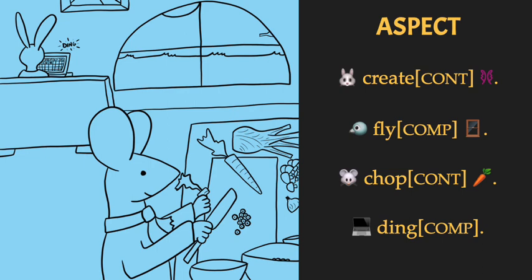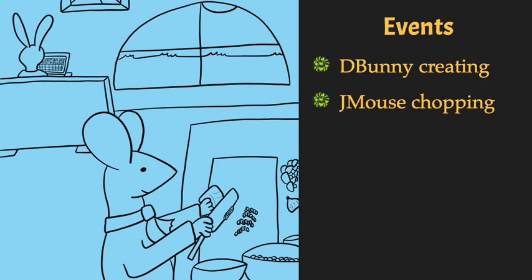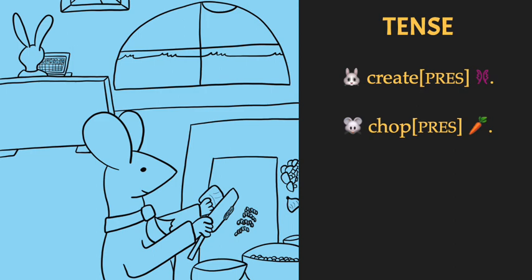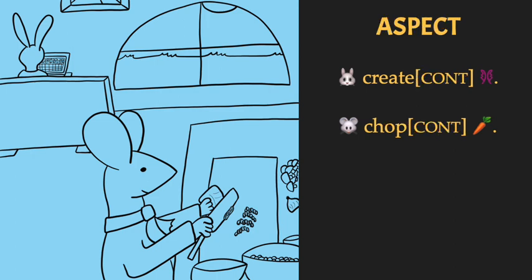All right, and then we're getting closer to the end here, and so the vegetables are getting fewer to choose from, but J-Mouse is still chopping, doing fennel right now, and D-Bunny is still creating those glyphs. And so there's not much to say here other than that these are still present tense, both happening right now on the timeline of this story, and they're both continuing because if you look at the events and their sort of ongoing states, they are happening right now.